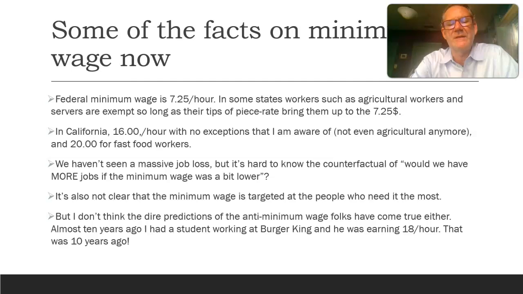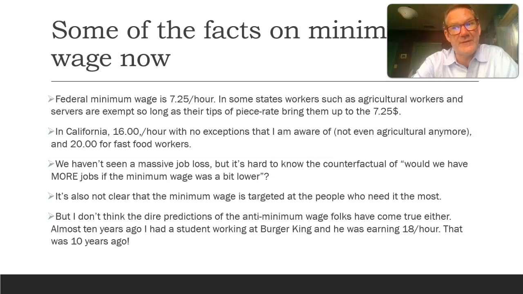In California, the minimum wage is $16 an hour with no exceptions that I'm aware of, not even agriculture anymore. I believe it was the case until a few years ago. Correct me on that if I'm wrong. And we just recently passed this $20 an hour for fast food workers, right?